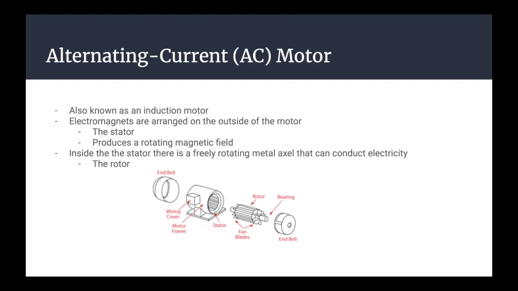Below is a diagram of the alternating current or AC motor. It is also known as an induction motor. The two main parts are the stator and the rotor. So electromagnets are arranged around the outside of the motor, and they produce a rotating magnetic field, and this is known as the stator. And inside the stator, there's usually a freely rotating metal axle or coil that can conduct electricity, and this is known as the rotor.